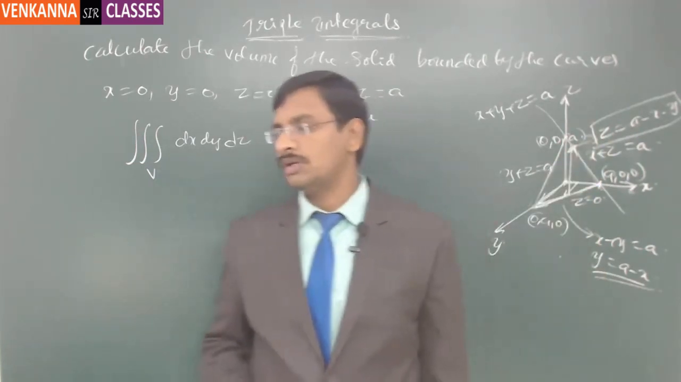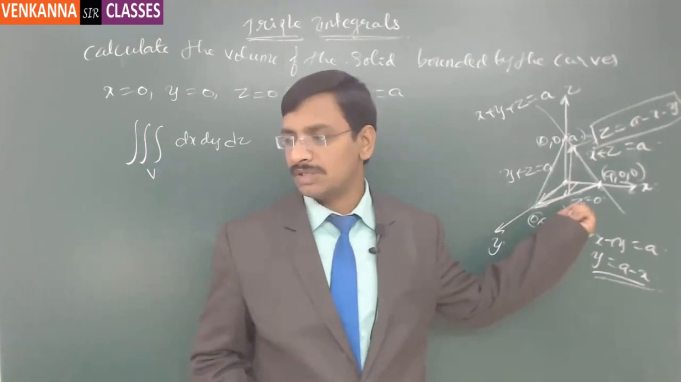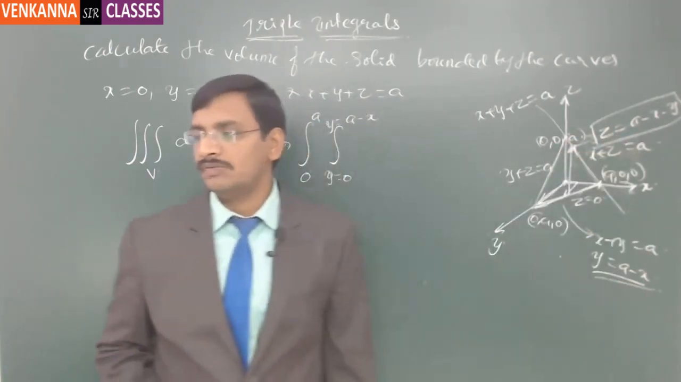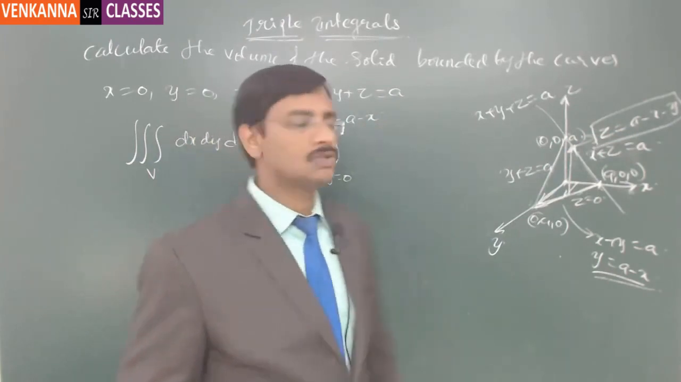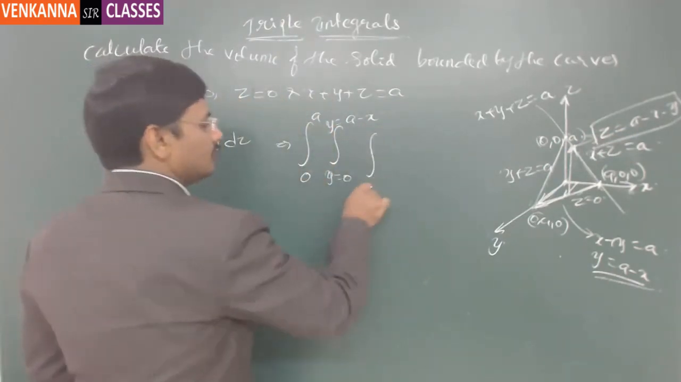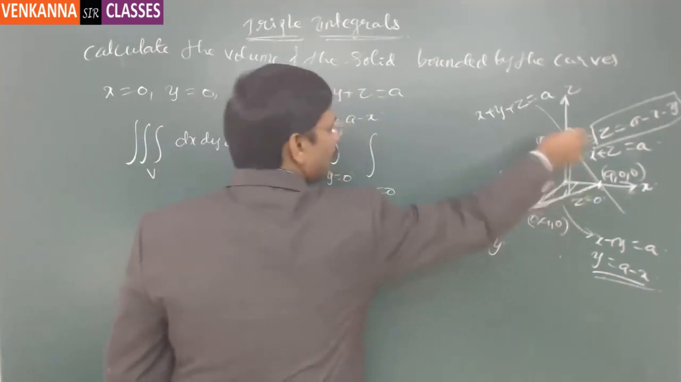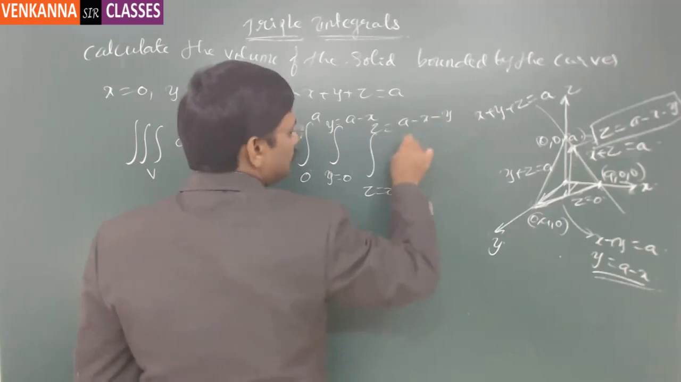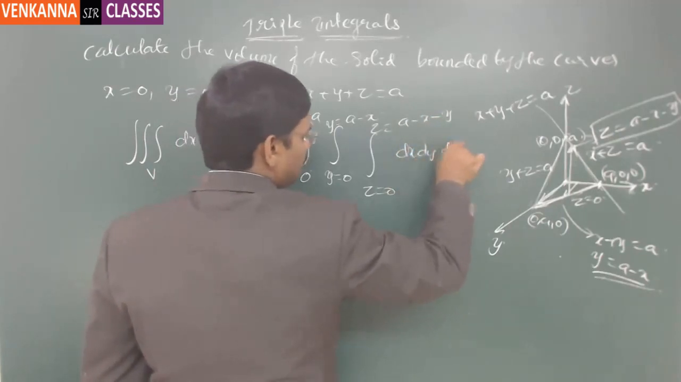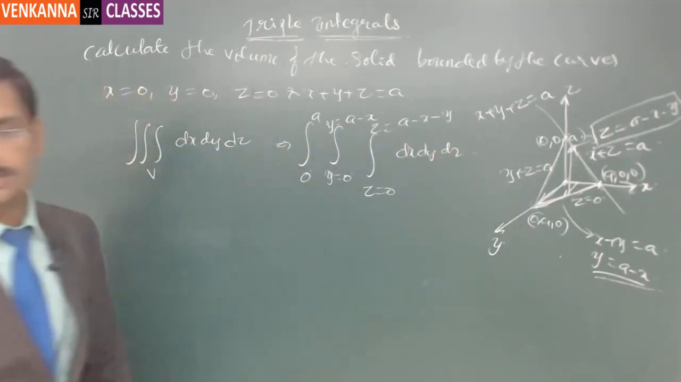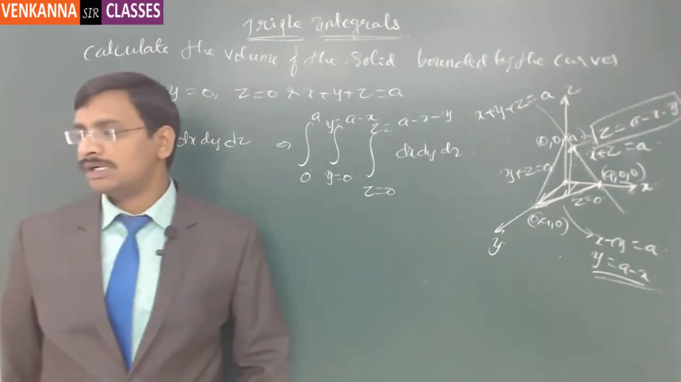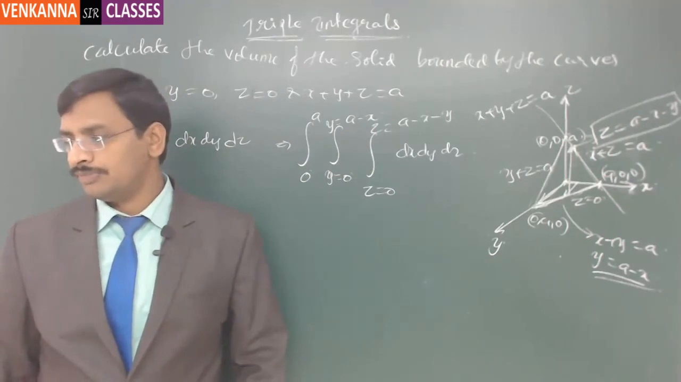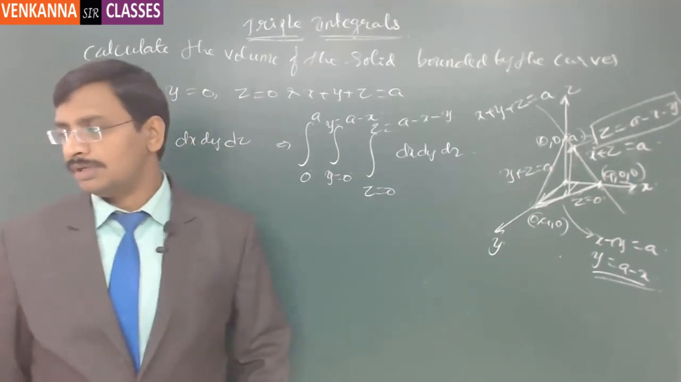I hope you understood. At any point on the xy location on the plane, if you draw a line upward, that line will give z is equal to a minus x minus y. So the limit will be z is equal to 0 as the bottom and z is equal to a minus x minus y upward. So this is dx, dy, dz. I hope everybody understood this. This is how you have to identify the limits. This is crucial, and solving the integral is not a big deal. Clear? Any questions?